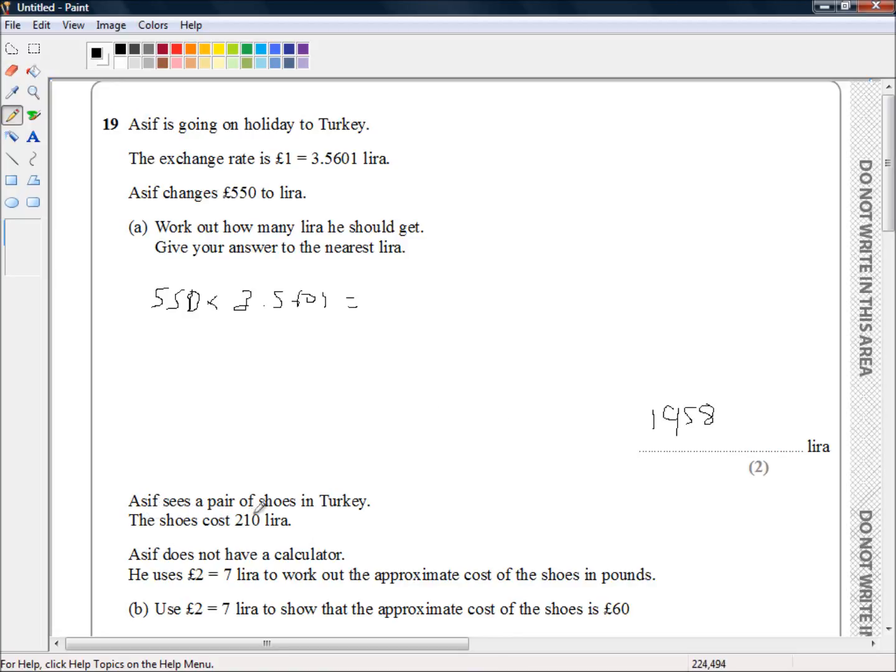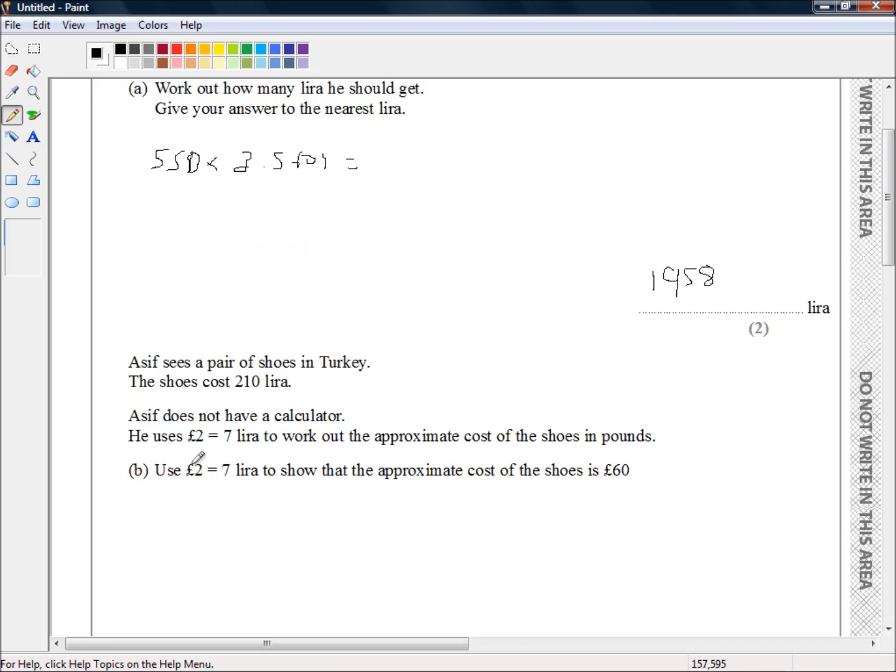Okay, Asif sees a pair of shoes in Turkey. The shoes cost 210 lira. Asif does not have a calculator. He uses £2 equals 7 lira to work out the approximate cost of the shoes in pounds. Part B says use £2 equals 7 lira to show that the approximate cost of the shoes is £60. It's very nice of them to give us the answer. All we have to do is see how they worked out that answer.